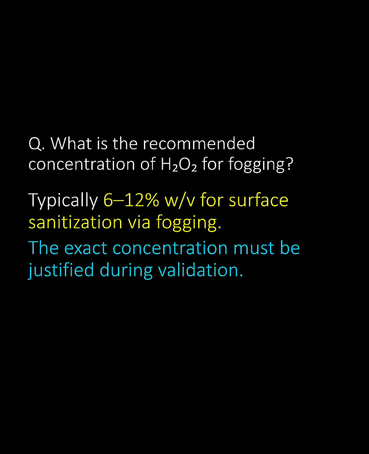What is the recommended concentration of H2O2, that is hydrogen peroxide, for fogging? Typically 6 to 12% weight by volume for surface sanitation via fogging. The exact concentration must be justified during validation.